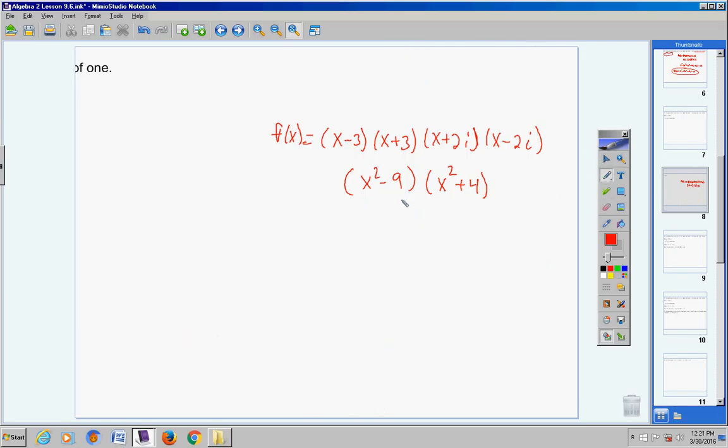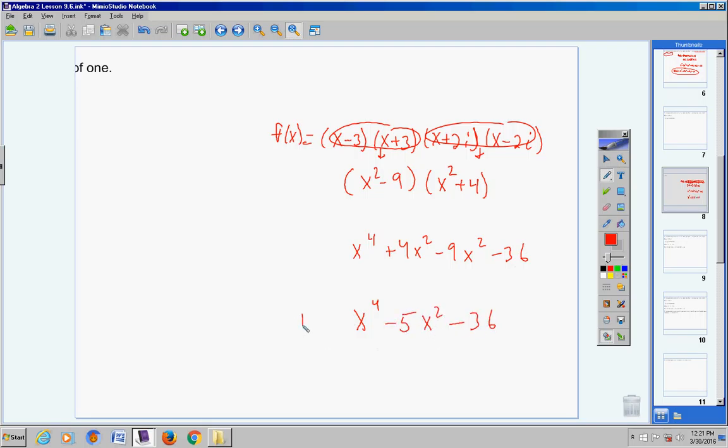Now let's finish up. We multiplied these two together and we got this. Multiplied these two and we got this. Now let's multiply these two and we're finished. x squared times x squared, x to the fourth. x squared times 4, 4x squared. Negative 9 times x squared, negative 9x squared. Negative 9 times 4, negative 36. Combine those and we get x to the fourth minus 5x squared minus 36. Totally finished. There it is.